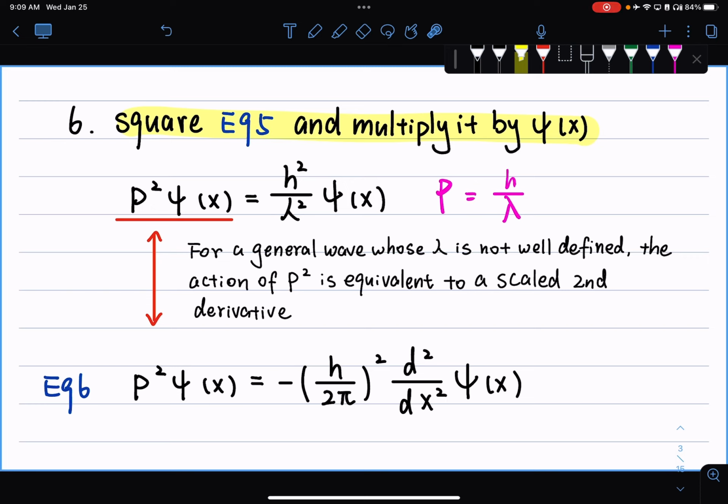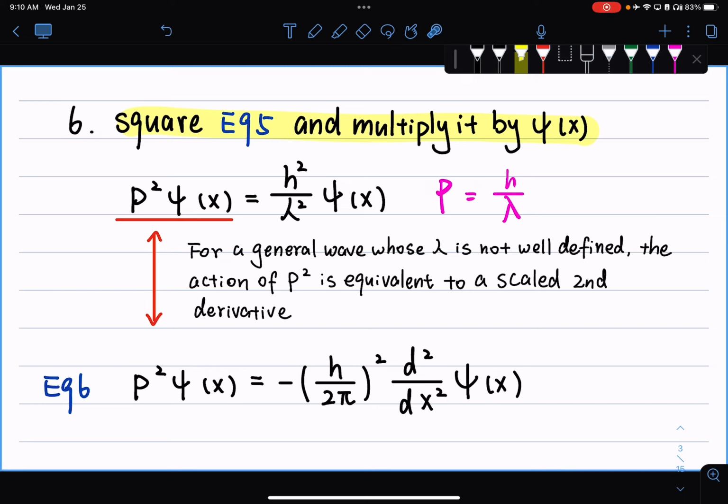For a general wave, which in this case our phi x is a wave function, lambda is not well defined. In this case, the action of p squared, the linear momentum squared, is equivalent to a second derivative. It is a little odd, and if you don't have the math behind it, just accept it as a fact that p squared times phi x is roughly given by negative h over 2 pi squared times the second derivative of phi x.